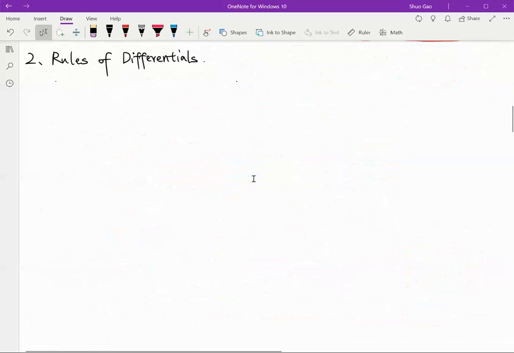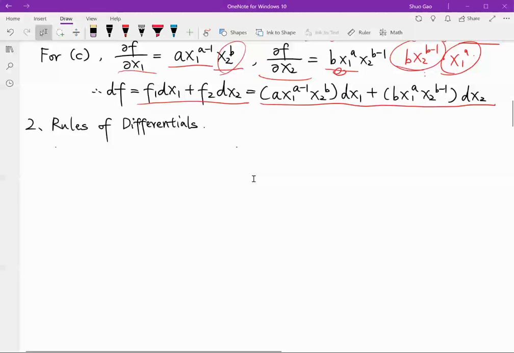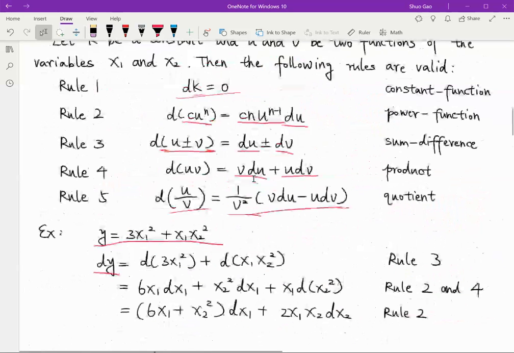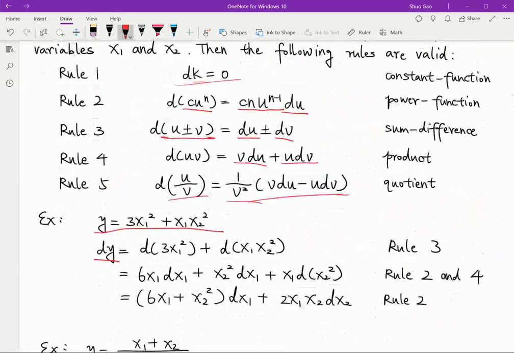But because we have learned the rules of differentials, we can just apply these rules to make the calculation easier, right? So for example, for dy we don't have to calculate the partial y over partial x1 or anything like that. We can just write, because we have the total differential rule here, dy as d of 3x1 squared plus x1 x2 squared, right? And so we have rule 3.